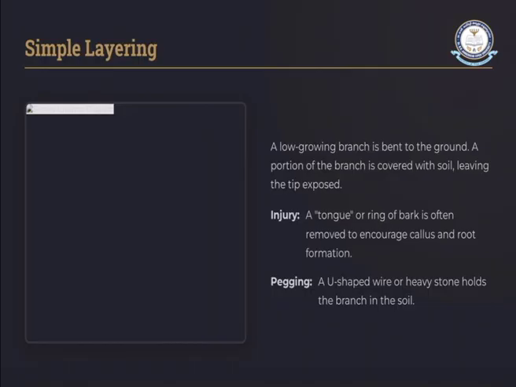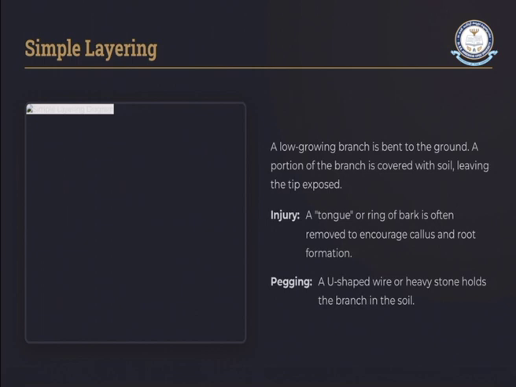Then there are 4 types of layering. First one is simple layering. In simple layering, a low growing branch is bent to the ground. This portion of the branch is covered with soil, leaving the tip exposed. That means only the root part is partially buried in the soil, and the aerial part is above the ground itself.